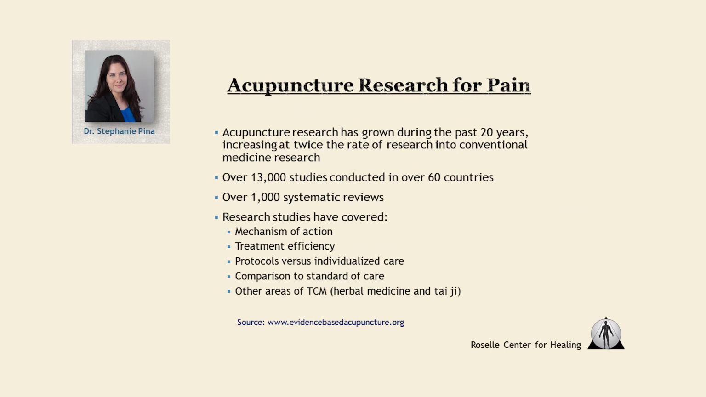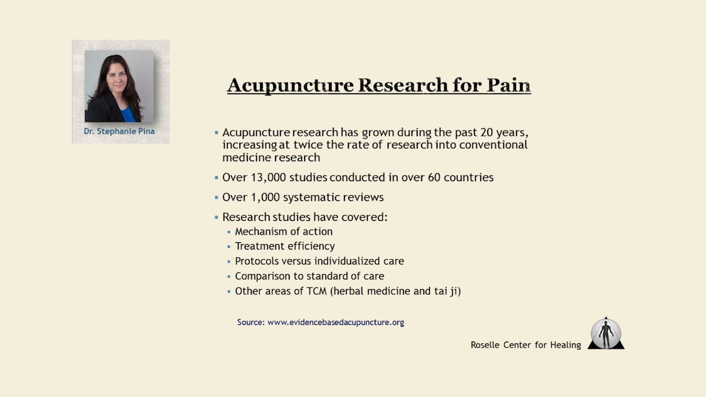So let's start to review some of the acupuncture research that's been available. Over the last 20 years, especially for pain management, there's been an increased rate of research compared to conventional medicine research. With that, over 13,000 studies conducted in over 60 countries have been pulled together. And thanks to things like the internet and certain advocacy groups, they've been able to collect this to make it much more available for the public, for practitioners, and to help prove to insurance companies that acupuncture needs to be covered. Of that research, 1,000 systematic reviews were found.